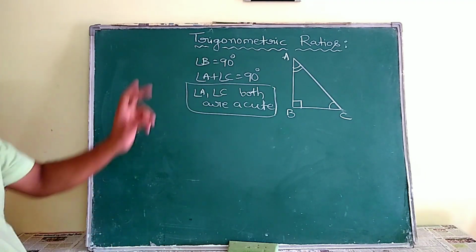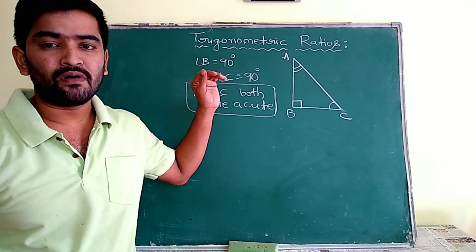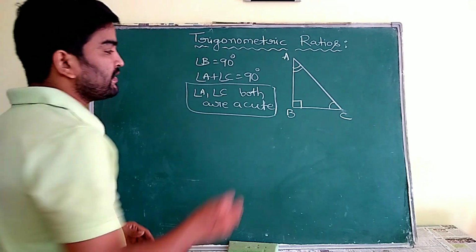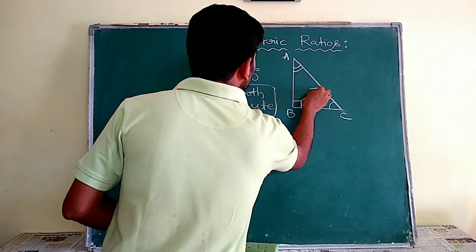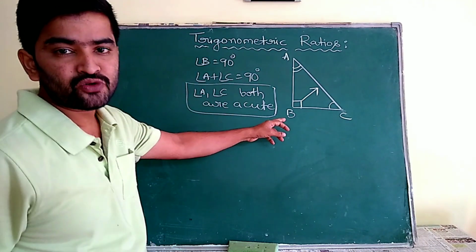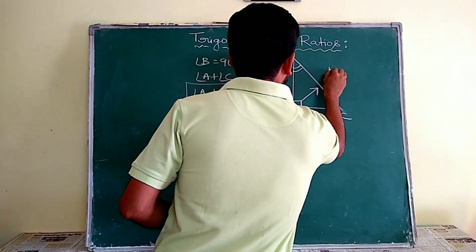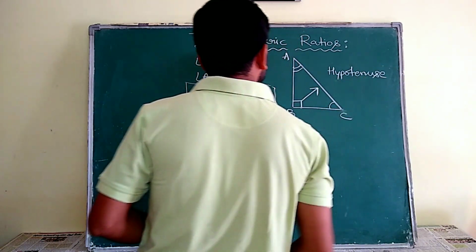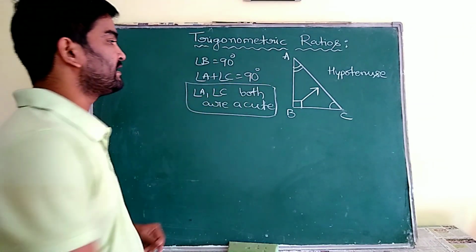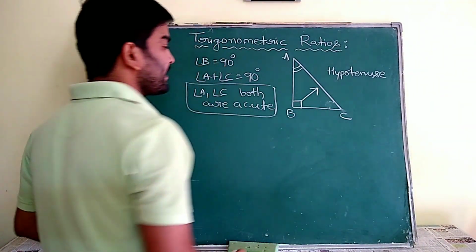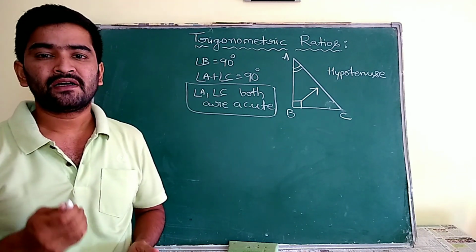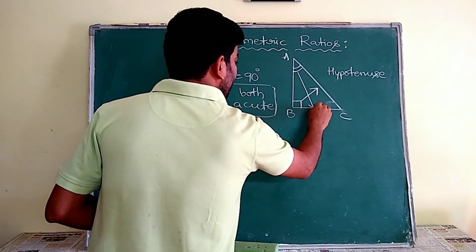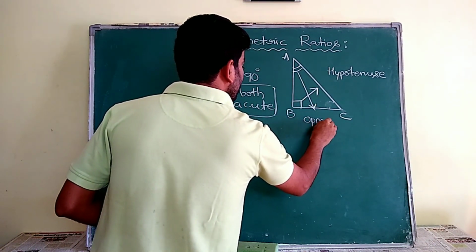Now, with respect to A, we are going to discuss what the names of the sides are. As everyone knows, the side opposite to 90 degrees is the hypotenuse. Now we are going to consider the angle A, and by considering angle A, we are going to name the different sides.